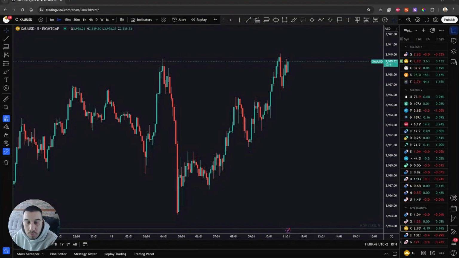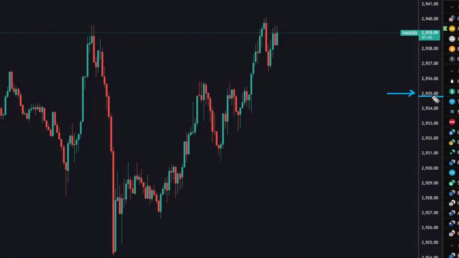Moving on to gold, counting pips on gold is a little bit different. Here, every 1 pip equals 10 cents in price movement, or every 10 pips equals $1 in price movement. So let's check this out. Let's pick the 2,935 level right here. How many pips is from 2,935 up to 2,937? Well, that's 200 pips of a move because we're looking at a $2 move in price, right?